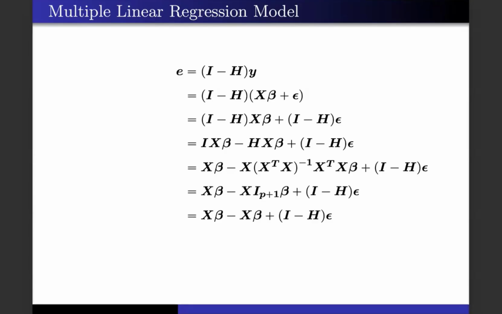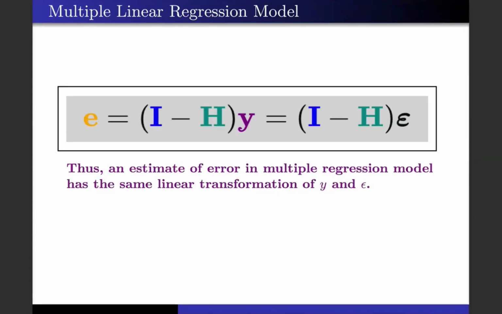Now, the first term and the second term cancel out. We have X beta minus X beta, and we are left with the third term, which is (I minus H) times epsilon. And thus, we have that an estimate of the error term, denoted by e, is also a linear transformation of epsilon, using the same matrix I minus H. And thus, an estimate of error, also known as residual, denoted by e or epsilon hat in the multiple linear regression model, has the same linear transformation of Y and epsilon. And we call that I minus H the residual maker matrix.